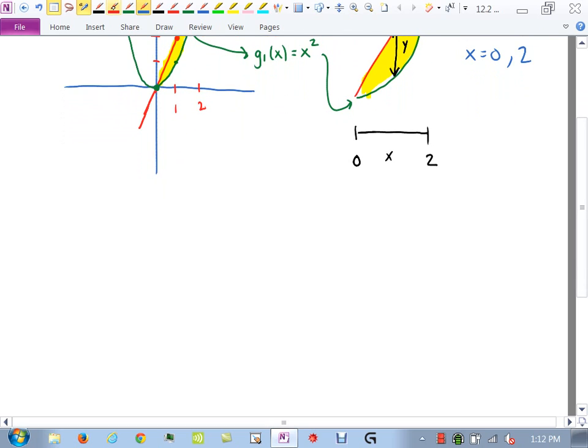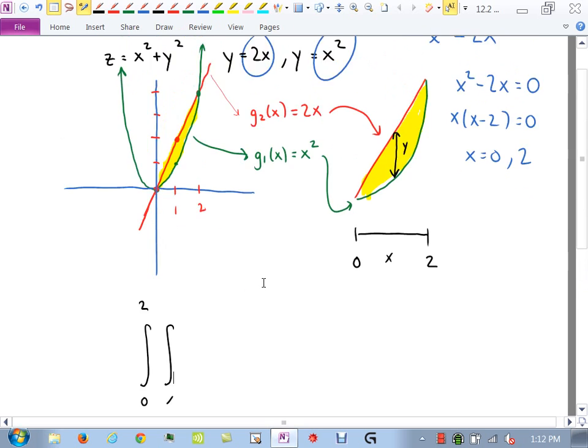So let's talk about the integrals. The integrals for a type 1 region should be a double integral. The first integral, the limits are the restriction on x, which would be what for us? 0 to 2. The restriction on y, you start with the bottom one first. When I say bottom, what do I mean?